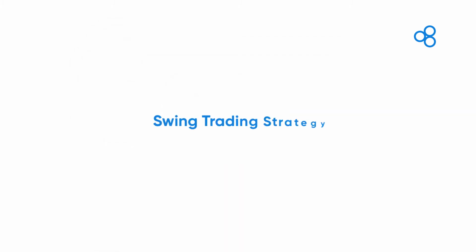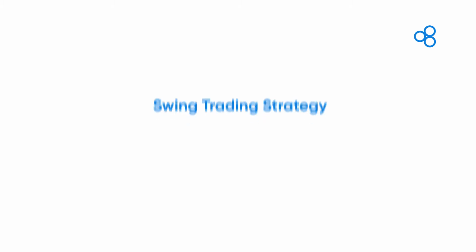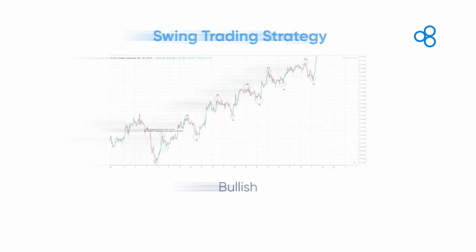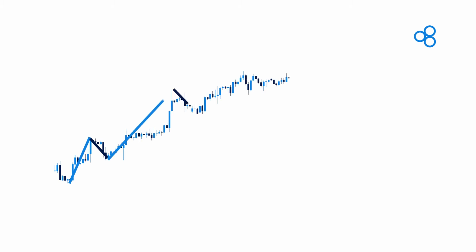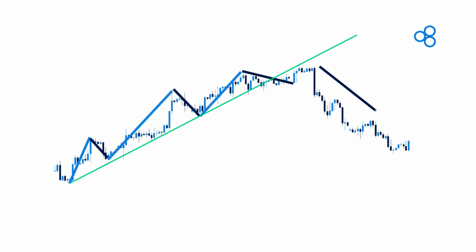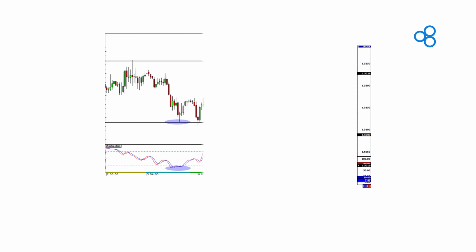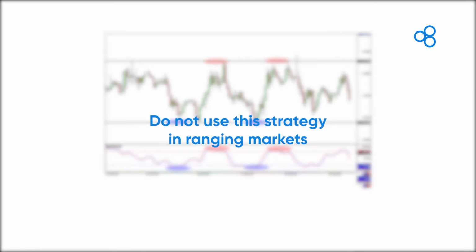Today, we'll teach you a simple swing trading strategy that can be used on both bearish or bullish markets. First thing you need to know about this strategy is, it thrives in trending markets. With that said, this strategy should not be used in a ranging market as it will produce inconsistent results.